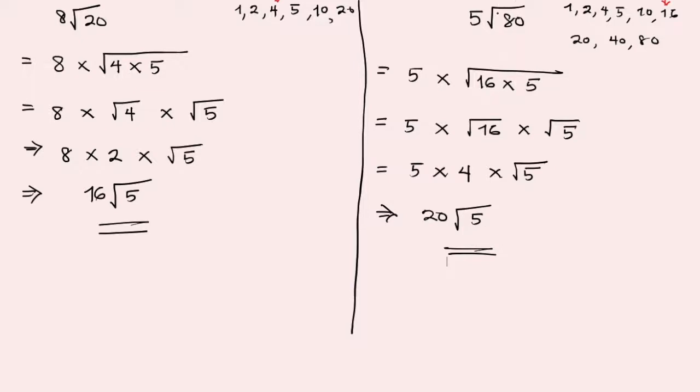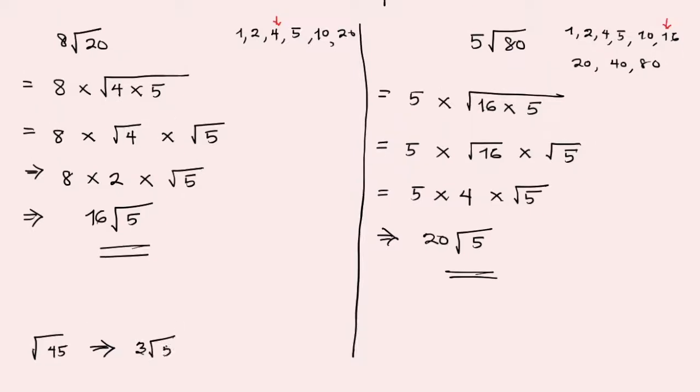So that's how we simplify surds. Now what we've done in this case is we've gone from like our first example where we had the square root of 45 and we wrote this as 3 root 5.